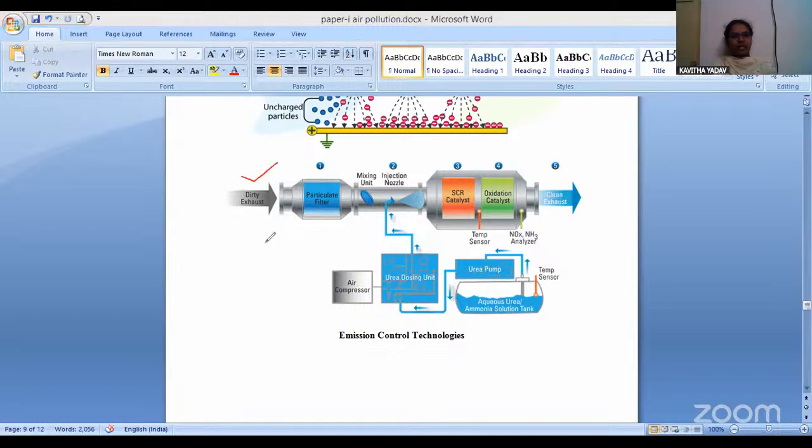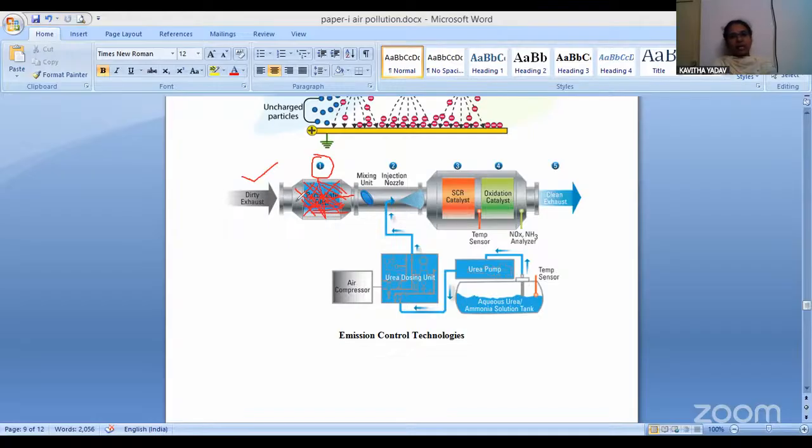This is the dirty exhaust which enters this first one, called the particulate filters. In this one, there are some particulate filters. It may be like this. I'm not good at diagrams, but for clear and easy understanding, I'm going to try something here. These are the particulate filters present in this first chamber.